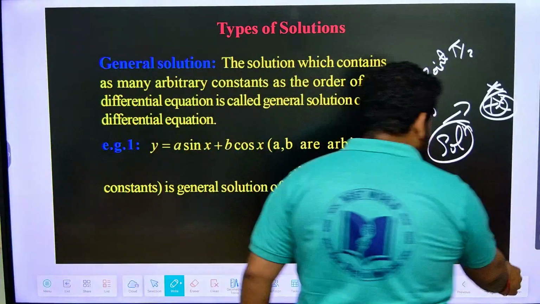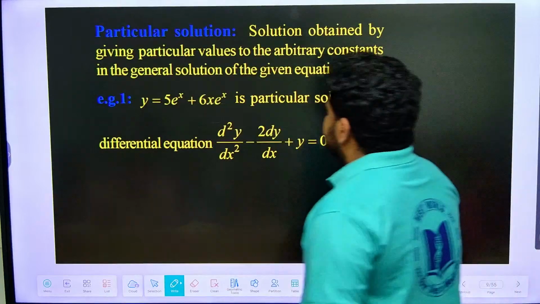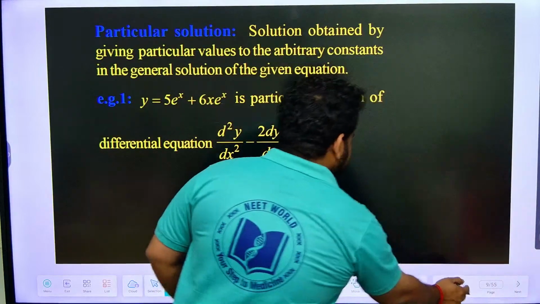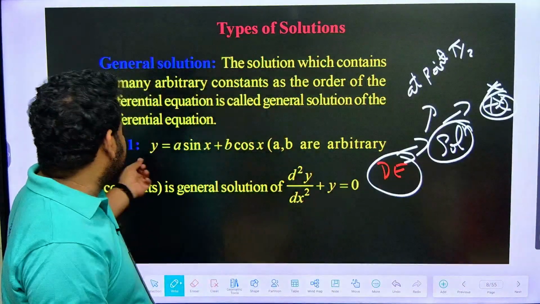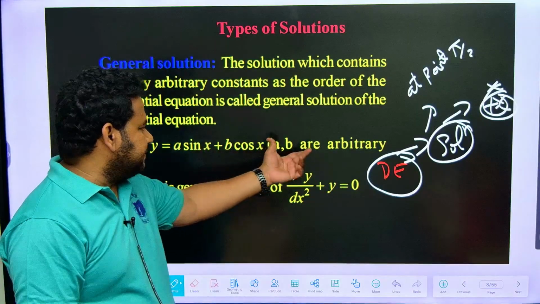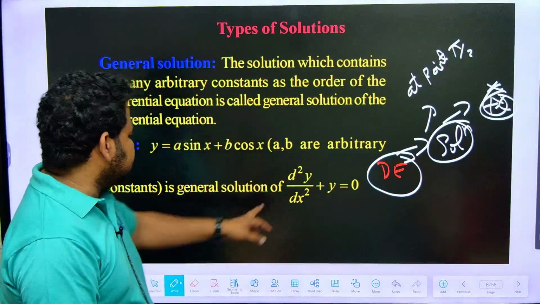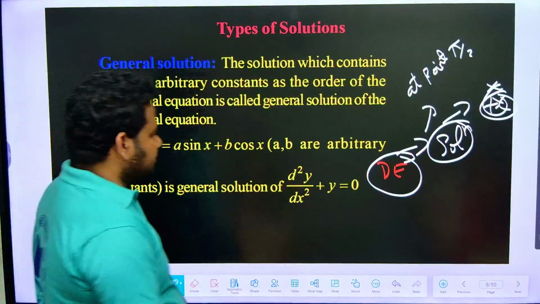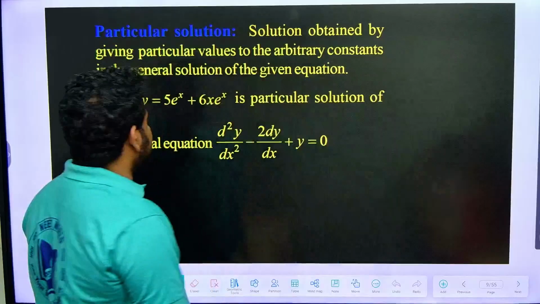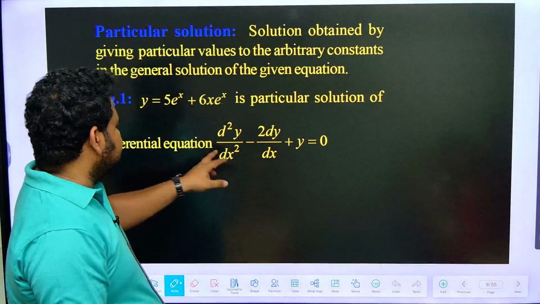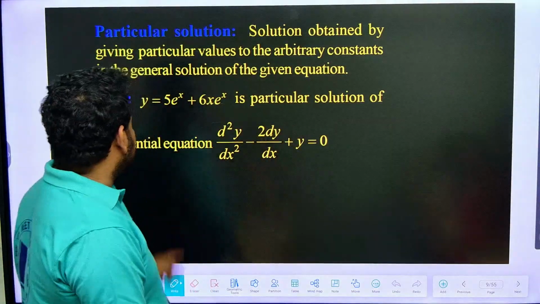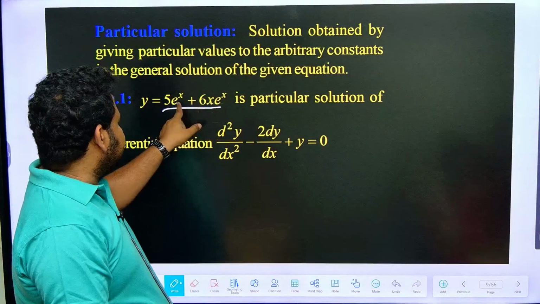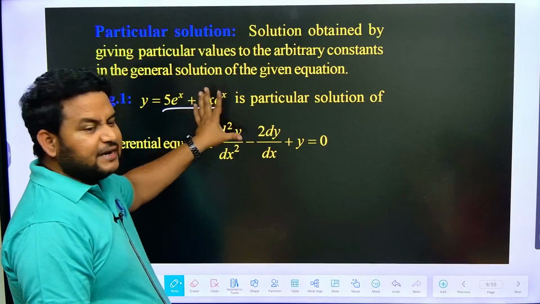These are the basics you must know. See here, for the example of a general solution, y is equal to a sin x plus b cos x, where a and b are arbitrary constants. The differential equation is d square y by dx square plus y is equal to 0. This is the general solution. But a particular solution of the differential equation is, for example, y is equal to 5 e power x, or 6x into e power x. It's a particular solution.